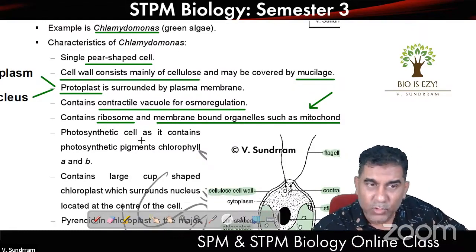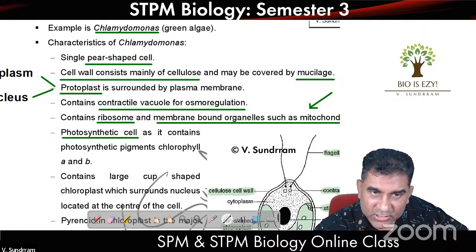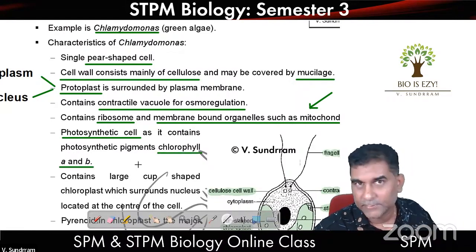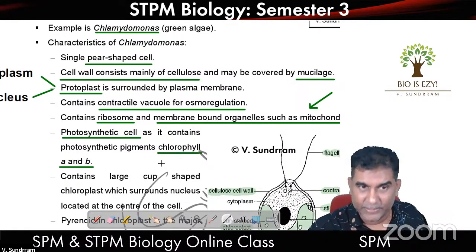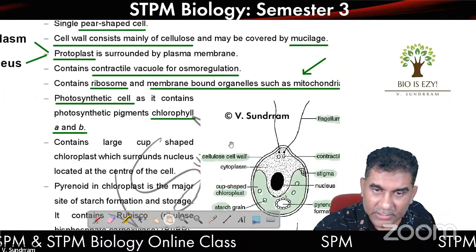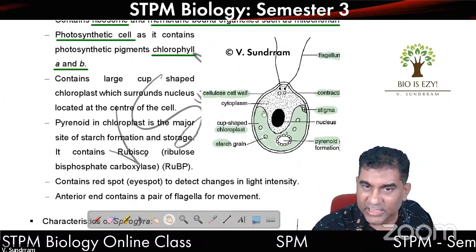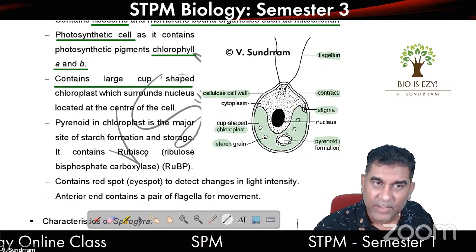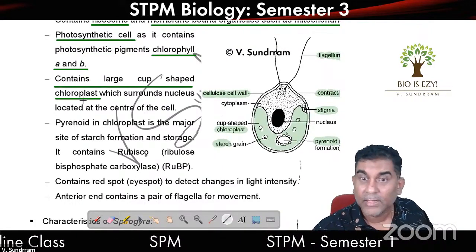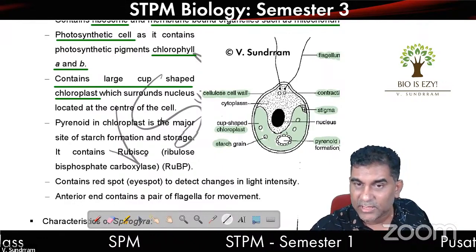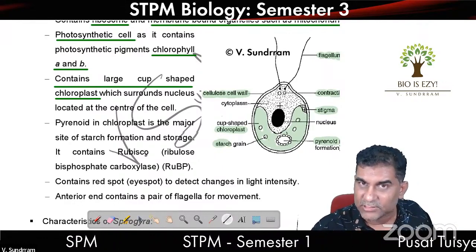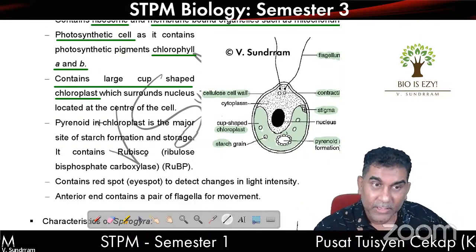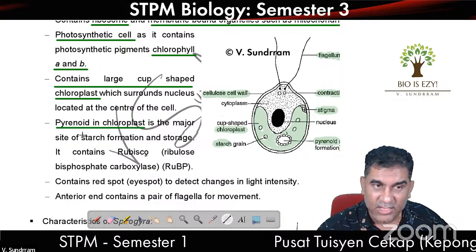They have ribosome. They are photosynthetic. They have chlorophyll A and chlorophyll B. And the chlorophyll is arranged in a cup-like structure. So you can see here, large cup-shaped chloroplast. And the center has this, the black color is the nucleus. Surrounding the nucleus is the chloroplast. Pyrenoid is starch formation.